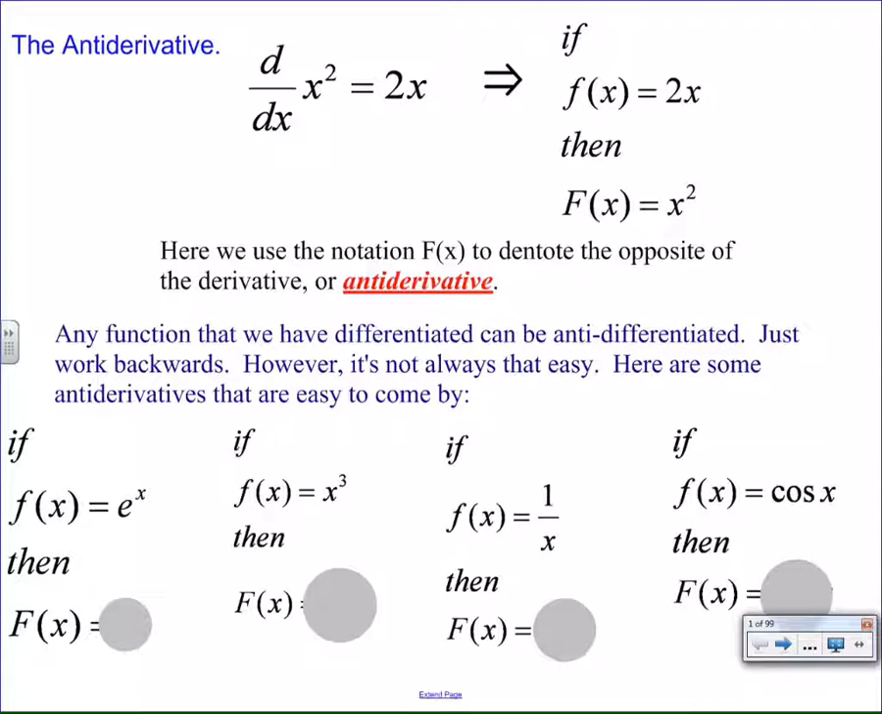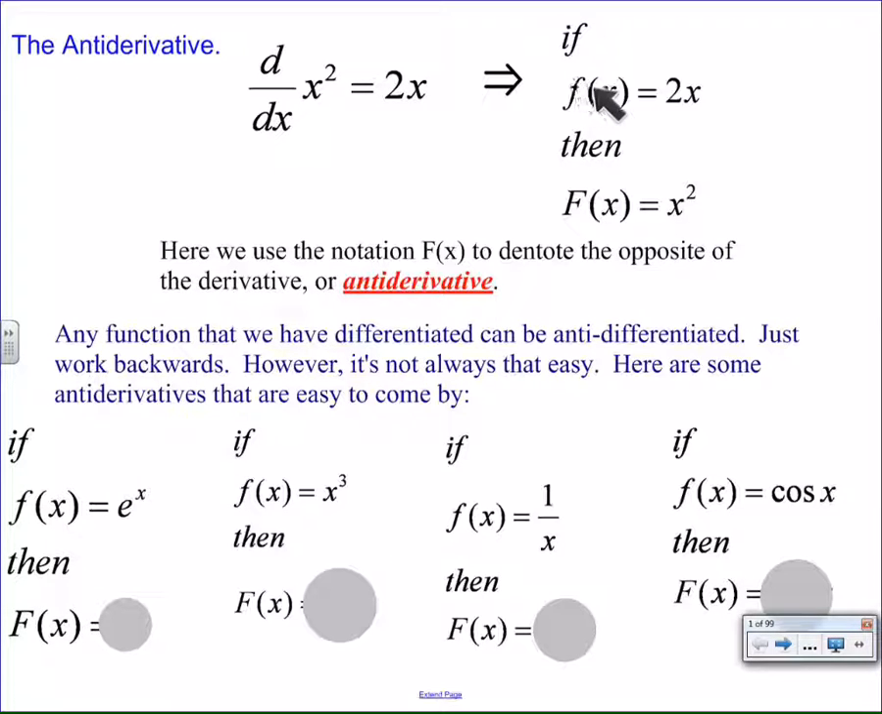Hello, today's lesson we're going to talk about the basics of doing the opposite of taking a derivative. Surprisingly, the opposite of the derivative is called the antiderivative. Simple enough. The notation goes as this: if the derivative of x squared is equal to 2x, then the antiderivative of 2x would be equal to x squared.